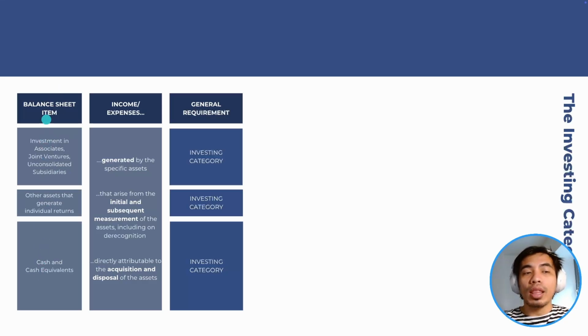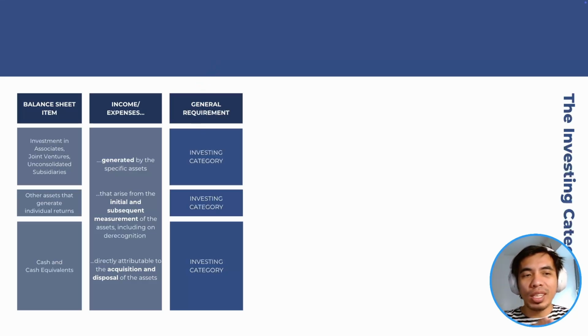So for all of these three types of assets, the income and expenses, in particular, the income generated by these assets, the income that arises from the initial and subsequent measurement of the asset, and the directly attributable costs from the acquisition and disposal of these three types of assets, they go into the investing category under the general requirements.